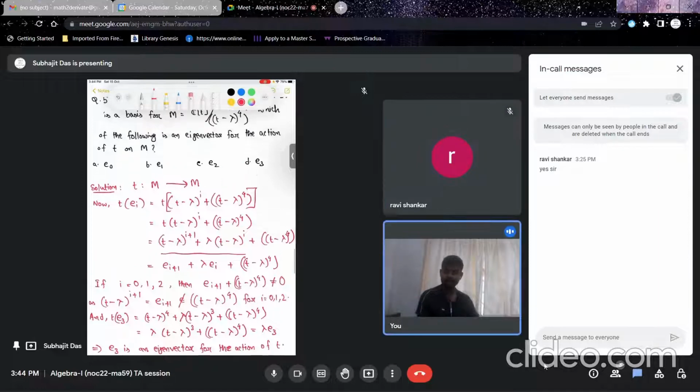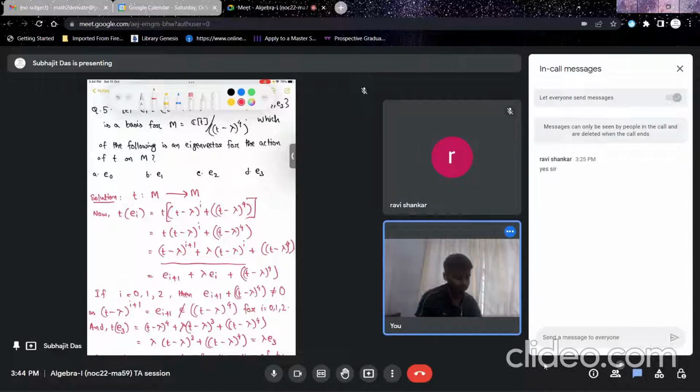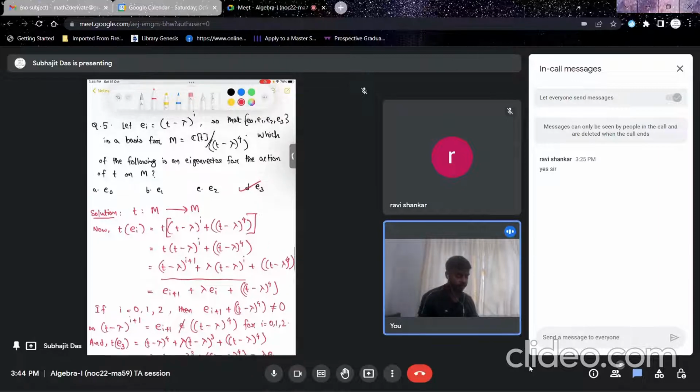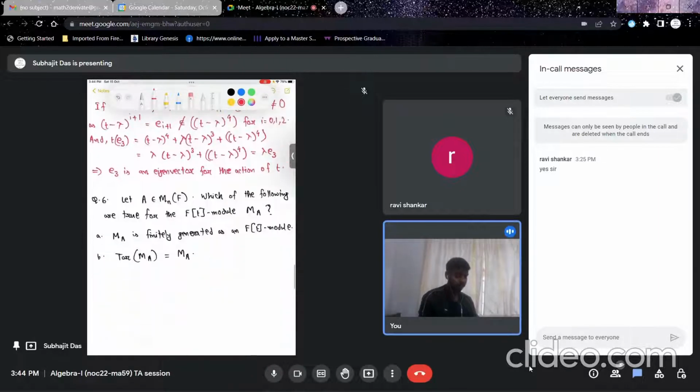If you have any question, you can always ask me. If something is not clear, then just ask me. We are just using the definition of an eigenvector. We are just observing which of these four vectors, when t is applied to it, gives you a scalar multiple of the same vector. And we saw that only E3 satisfies this. E0, E1 and E2 don't, right? Because for i equal to 0, 1 or 2, E(i+1) is not in the ideal generated by (t minus lambda)^4. And that is why this is the case. Okay, so let us move on to the next problem.